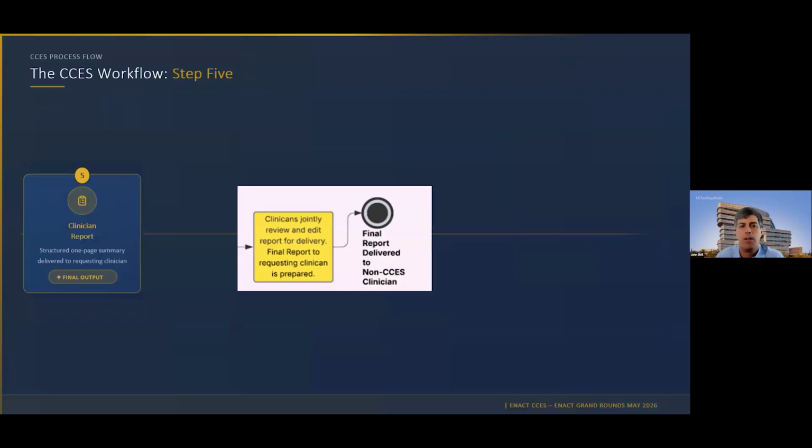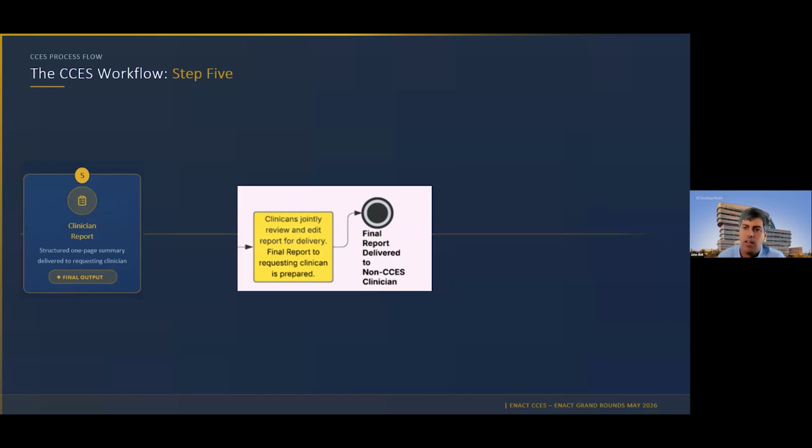And then our final portion is that clinician report. Once we have the data back from the statistical team, our clinicians take a look at it again and come up with a structured one-page summary that is delivered to their requesting clinician. They make sure that it's in language that the clinician will understand, and they also look at what caveats they need to put into that report. There are 3 parts to the report.